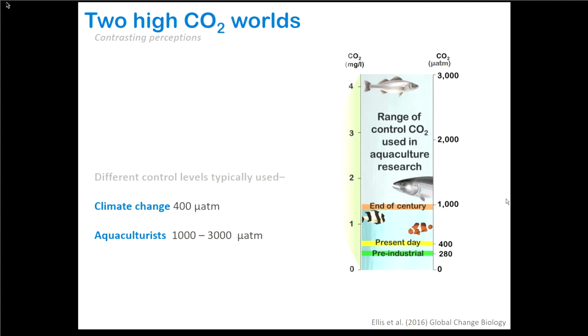Now, I'm not pointing the stick at aquaculture saying this is bad, because actually, in these scenarios, it's often impossible to achieve a true control level. You can't get rid of the CO2 as these systems are so extreme. But it really begs a question about how we can compare the two fields.